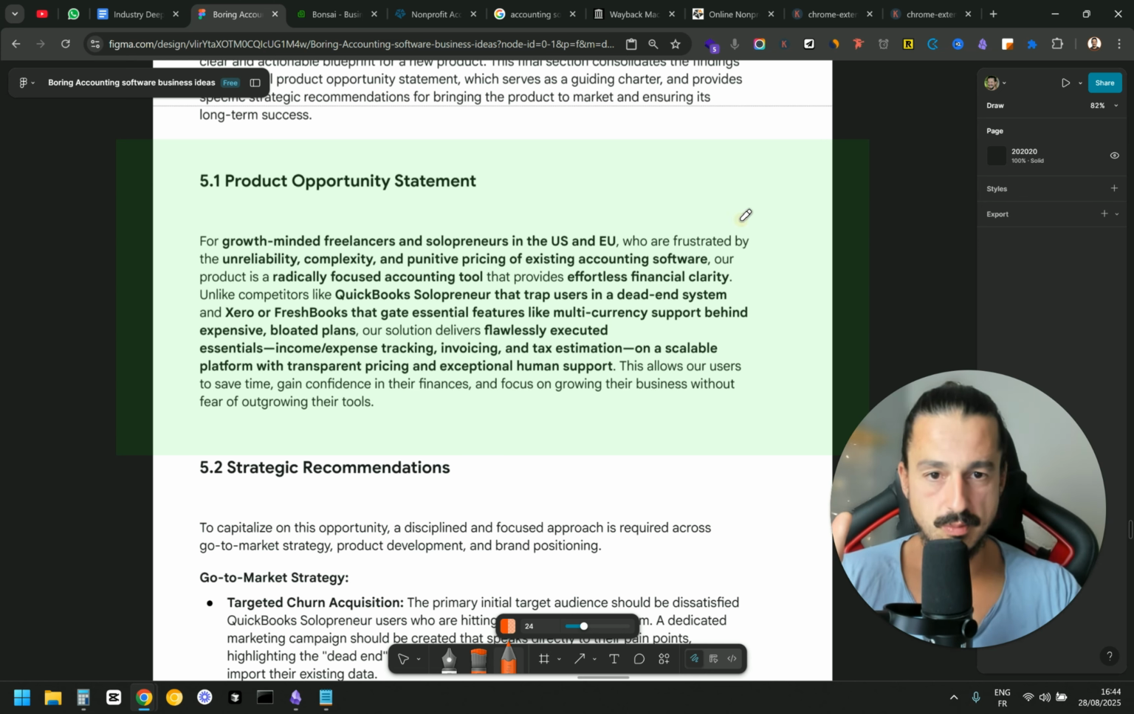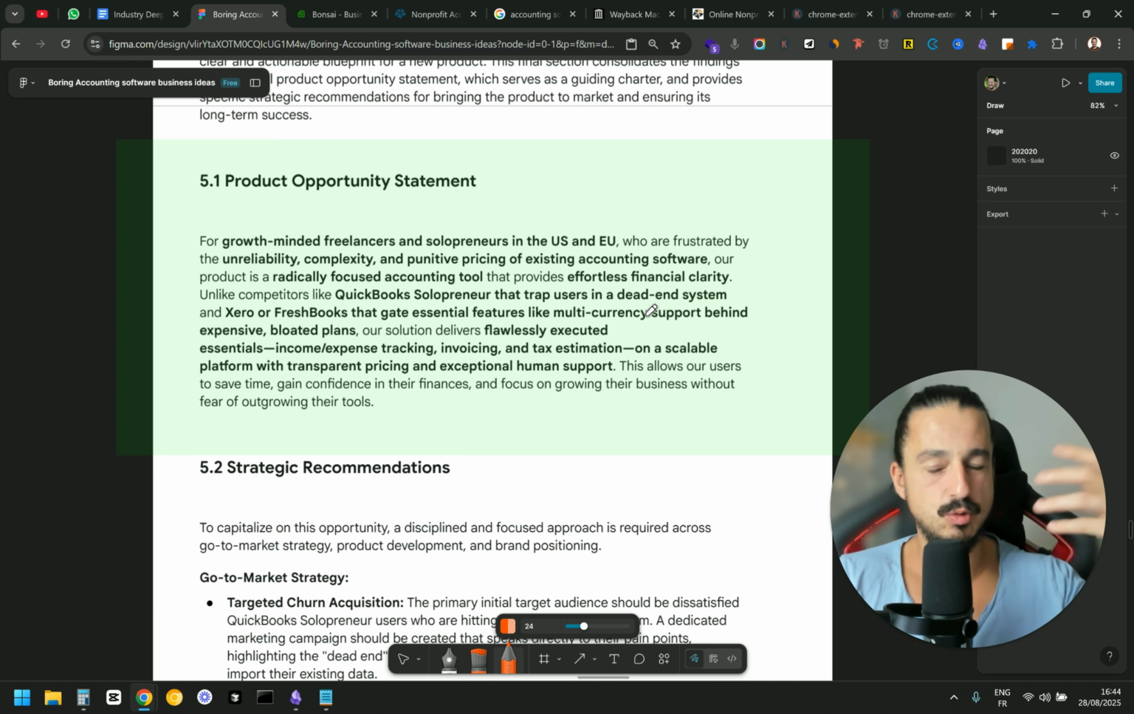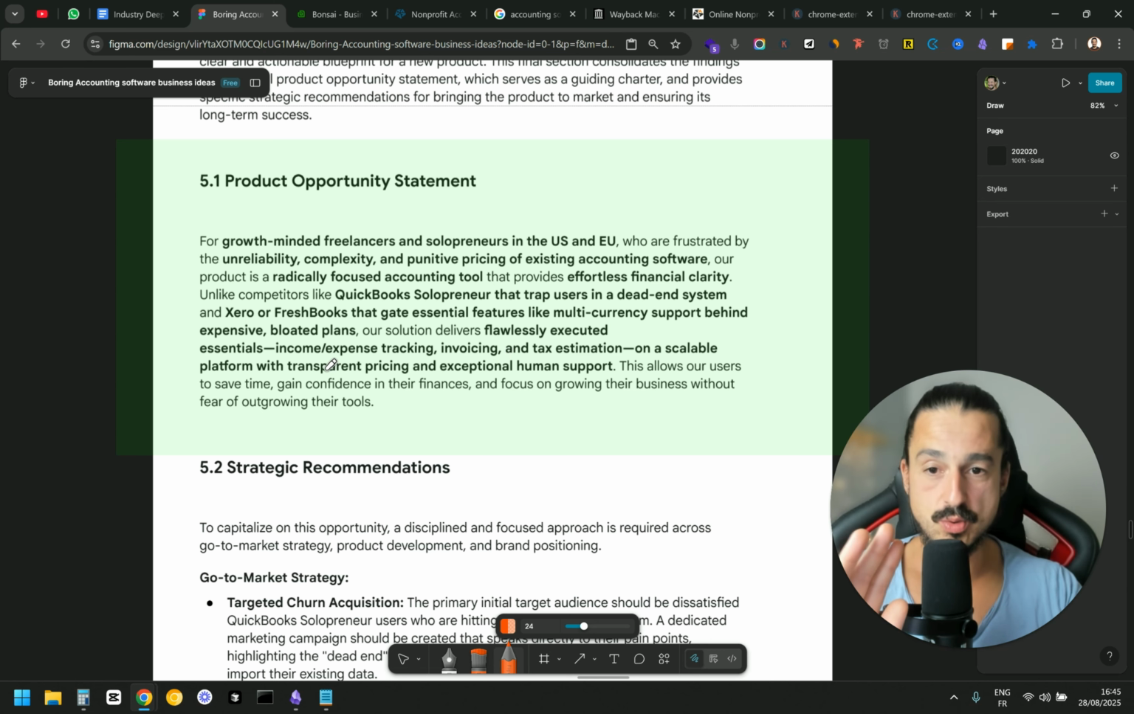This research ended up finding out that they are struggling with the dead-end system that gates essential features, like multi-currency. Basically, they are overwhelmed by all these features. They need to pay more and they don't use it, and it's overwhelming. So the idea is to minimalize the tool: get the expense tracking, invoicing, tax estimation, with transparent pricing that will stay the same and very good support. And this is just for freelancers. So it could be a quite simple tool actually.